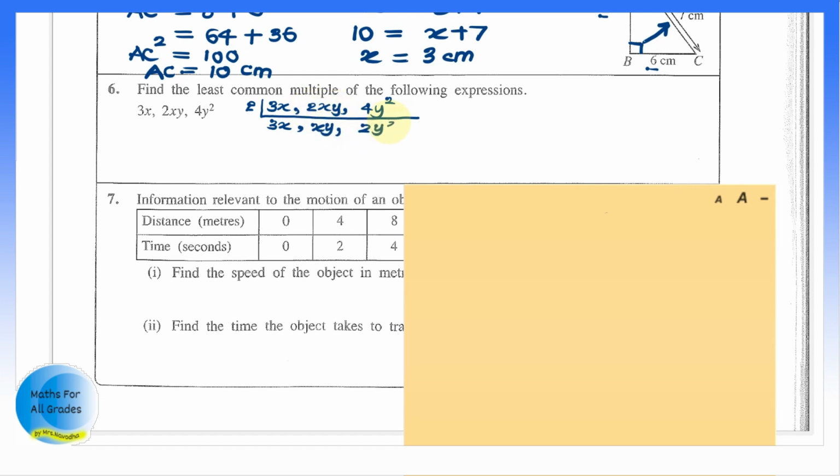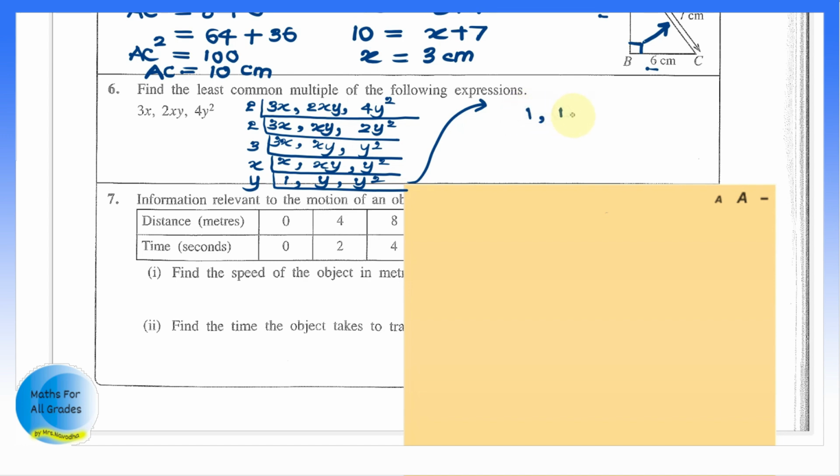Here 2y squared. Let's do the division again by 2. 3x, xy, y squared. This time I'm going to divide it by 3x, xy, y squared. Next I'm going to divide it by x. You got 1, here y and y squared. Now I'm going to do the division by y. So you get 1, 1 and y. Let's divide by y, 1, 1 and 1.